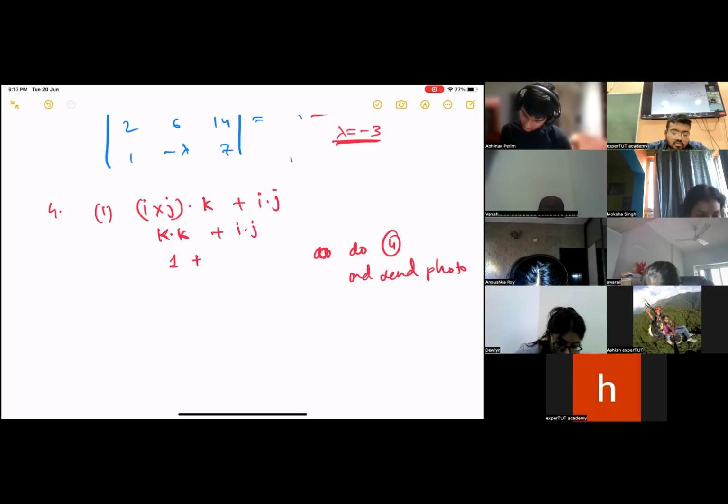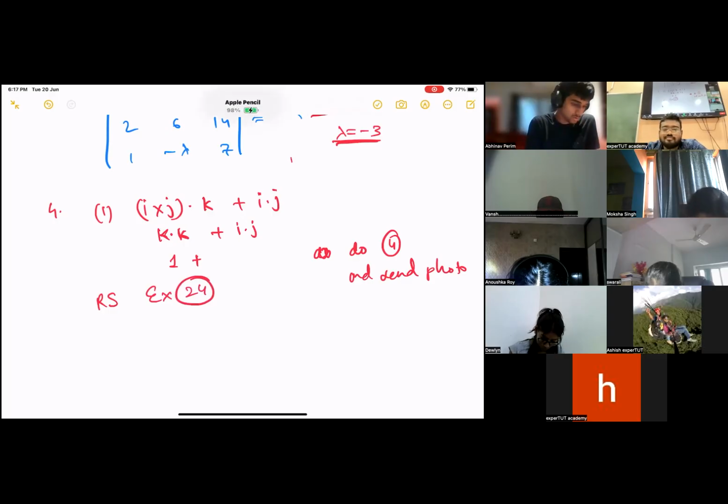So, 4 doesn't have parts. The 4th has 3 parts. There is no 1 2 3 in RS. Exercise 22, sir. Which exercise is this? Exercise 24. Okay, sir.